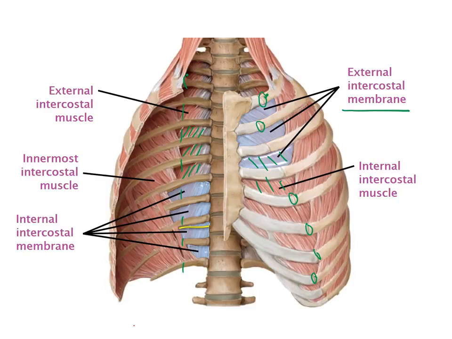Notice also that the intercostal nerve is going to be positioned just deep to the innermost intercostal muscles, but will be superficial from this perspective to the internal intercostal muscles. So it's sliding between those two groups of muscles.